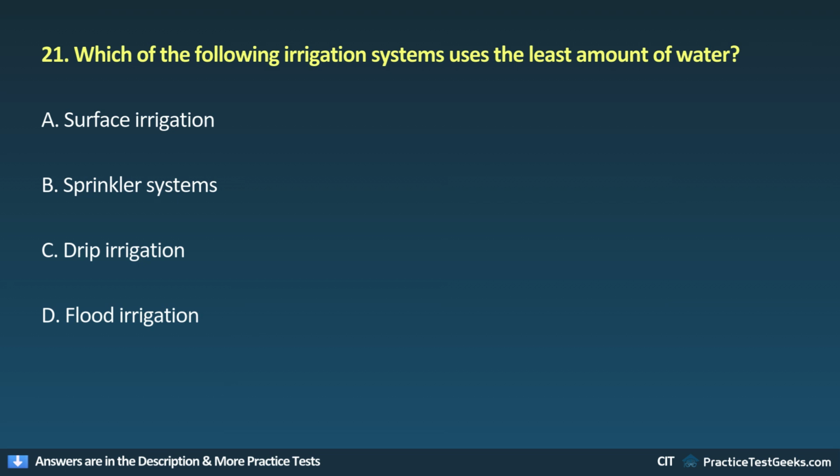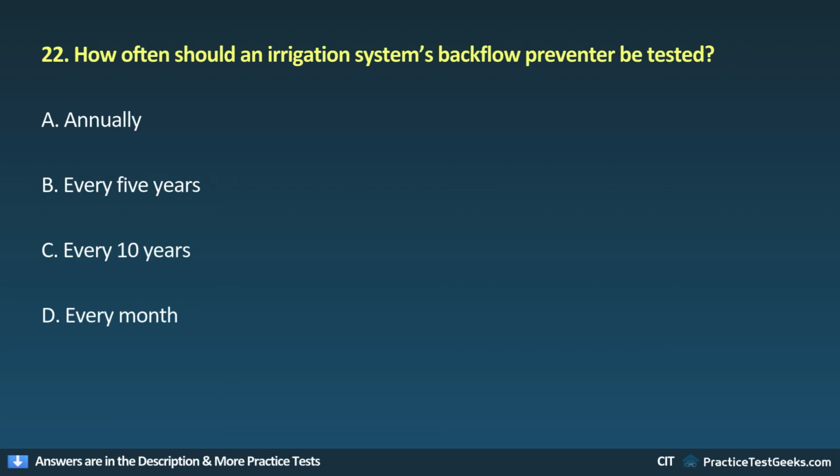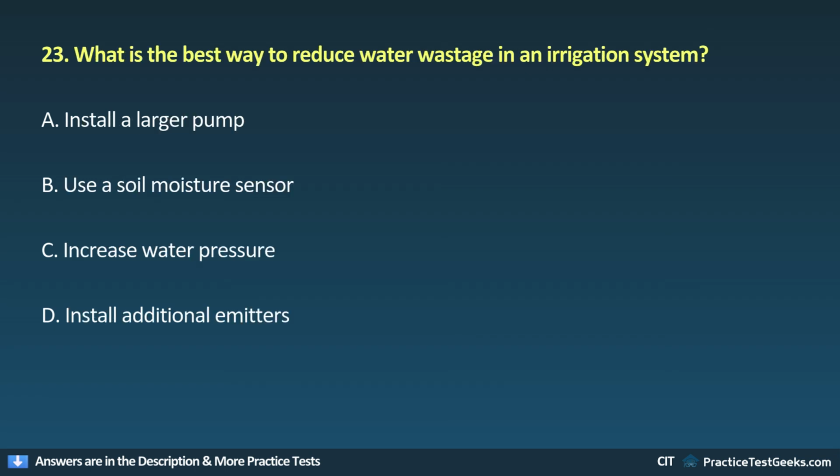A. Surface irrigation. B. Sprinkler systems. C. Drip irrigation. D. Flood irrigation. 22. How often should an irrigation system's backflow preventer be tested? A. Annually. B. Every 5 years. C. Every 10 years. D. Every month. 23. What is the best way to reduce water wastage in an irrigation system?